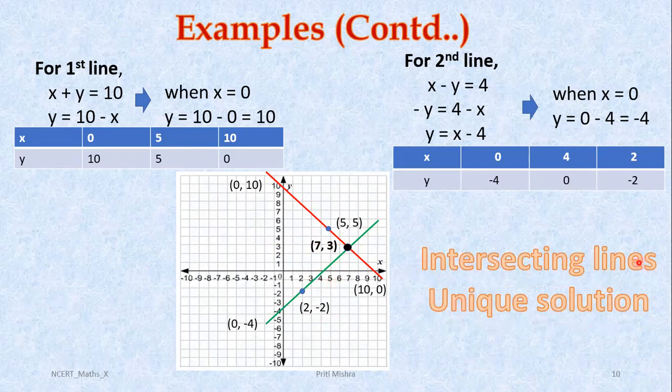Here, these are intersecting lines. So these can have only a unique solution, only a single solution, which is 7, 3. So we have done this question now.